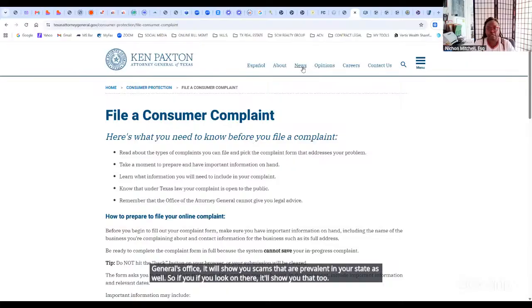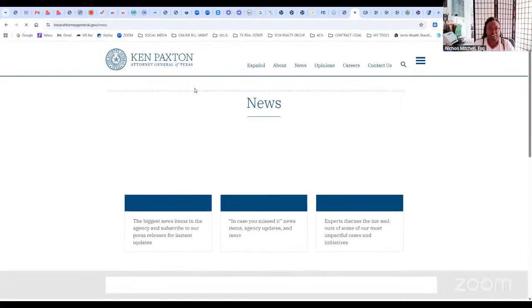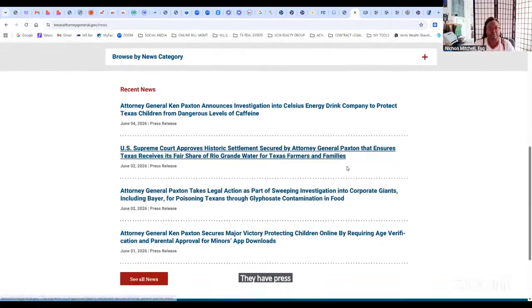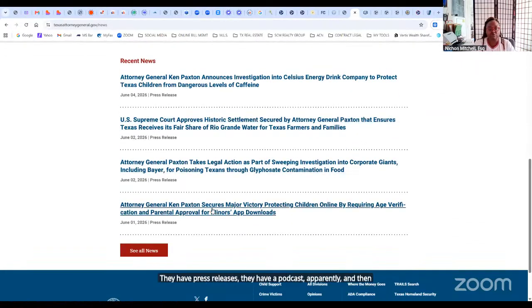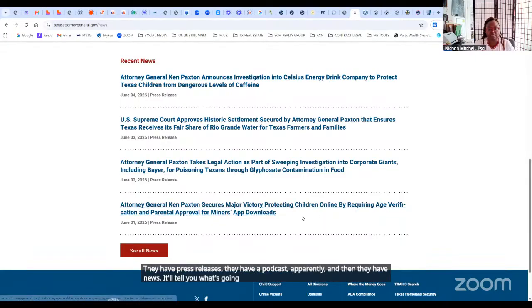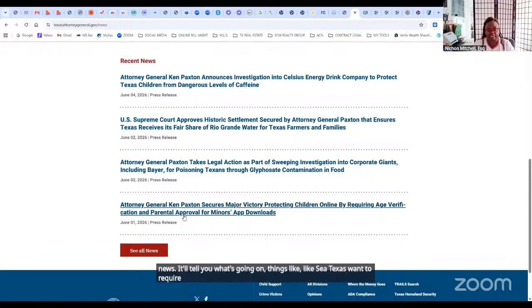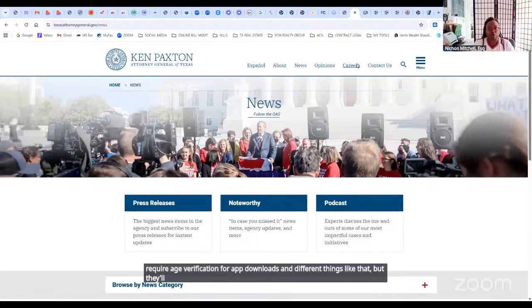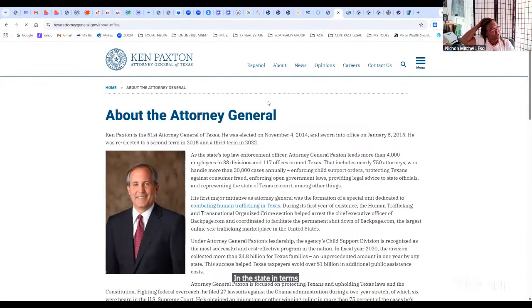Let's see, news. This is Texas. They have press releases, they have a podcast apparently, and then they have news. It'll tell you what's going on. Things like Texas wants to require age verification for app downloads and different things like that. But it'll also tell you what's going on in the state in terms of scams and things going on and all that kind of stuff. It'll tell you that.